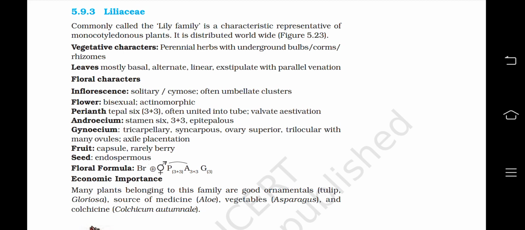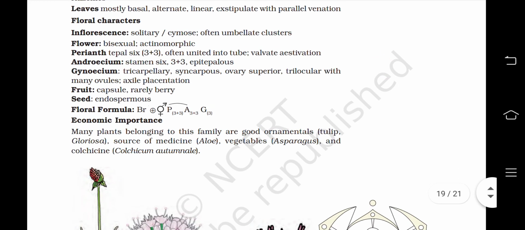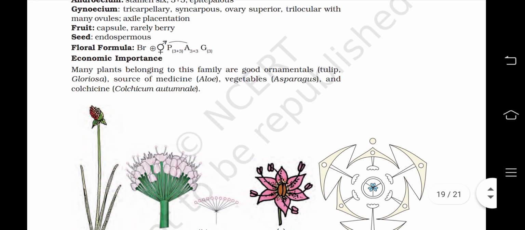bracteate, actinomorphic, bisexual. Perianth 3 plus 3, androecium 3 plus 3, gynoecium 3. Economic importance. Many plants belonging to this family are good ornamentals: tulip, Gloriosa. Source of medicine: aloe. Vegetables: asparagus. And colchicine is from Colchicum autumnale.